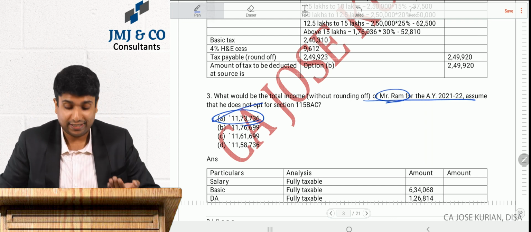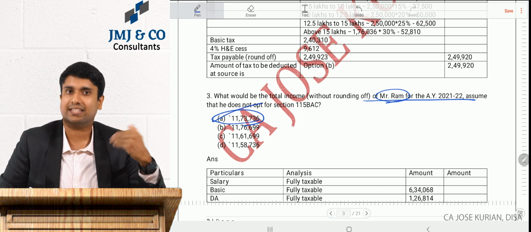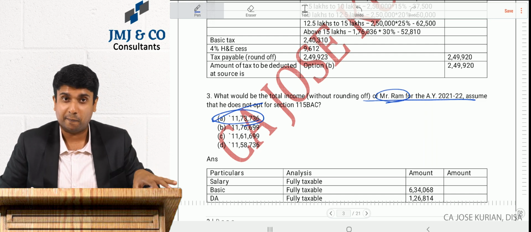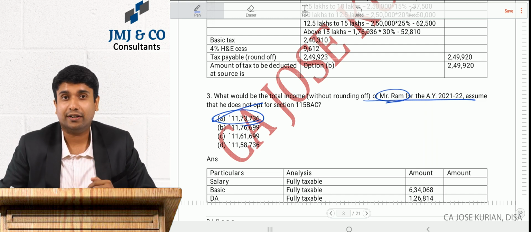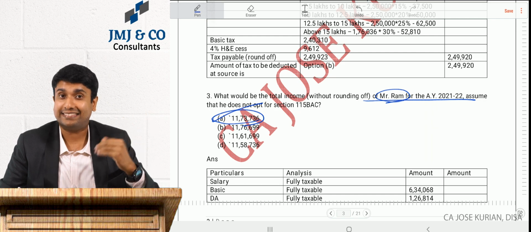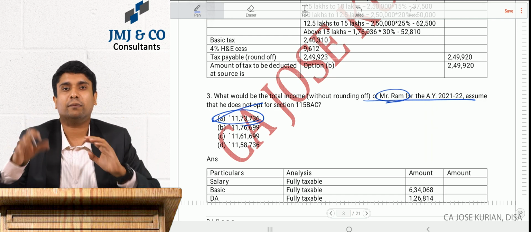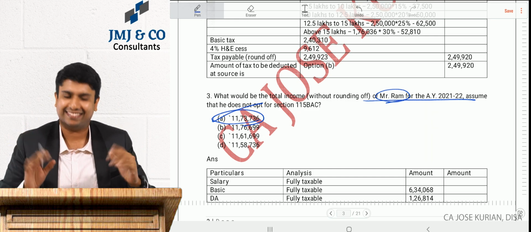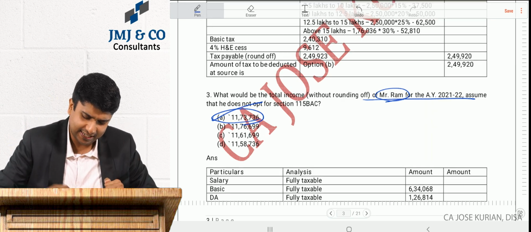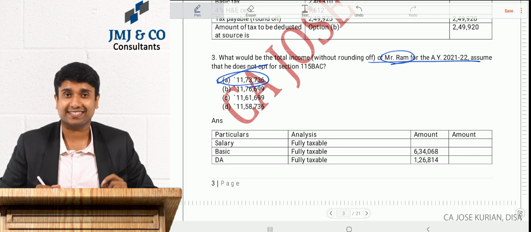If there is no alternative like this, then you need to take the other assumption. 80EEA you can claim, and you have to check. But the point is, you should be very correct in solving the other adjustments. You should know the provision. Without knowing the provision, if you go for different permutations and combinations, you will not get the answer. I know you know that. Anyways, let's move on to the next question.